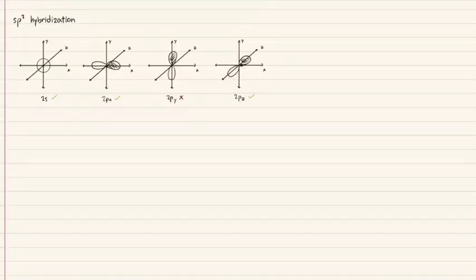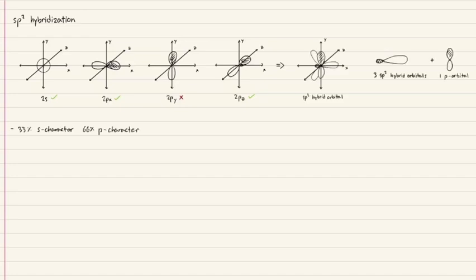Now suppose that we mix the 2s orbital with only two of the 2p orbitals. It doesn't matter which 2p orbitals we pick. I will just pick px and pz. This would give us three sp2 hybrid orbitals with 33% s character and 66% p character, as well as one leftover unhybridized p orbital.